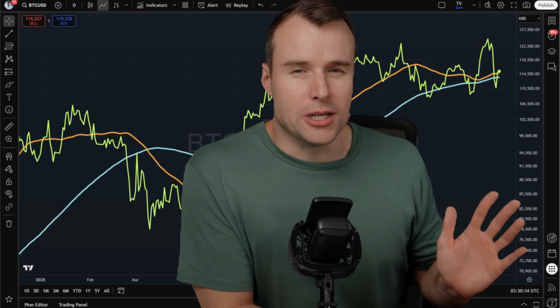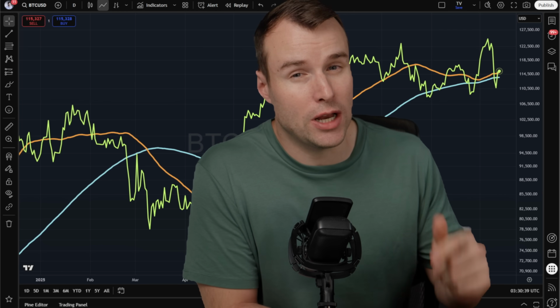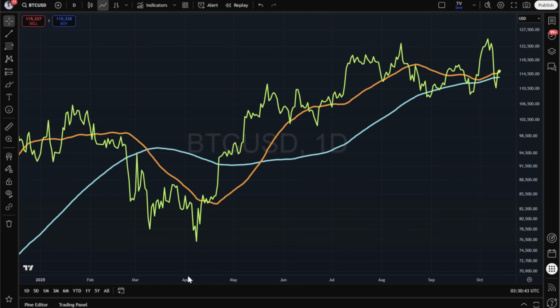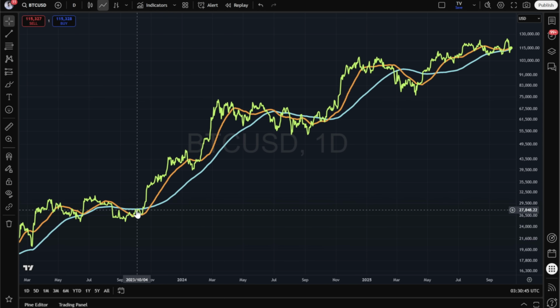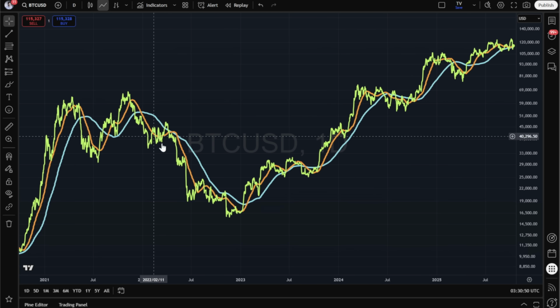So you might know about this. I have back-tested moving averages for Bitcoin to try to find out when are we bullish, when are we bearish. It's a trend following strategy. We buy whenever we are above the moving average. We sell whenever we are below the moving average.